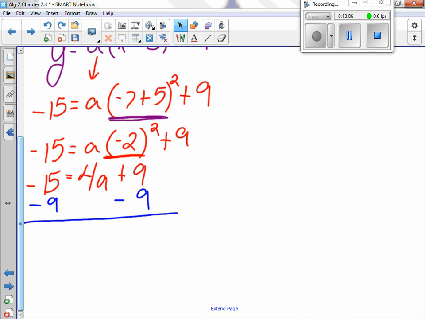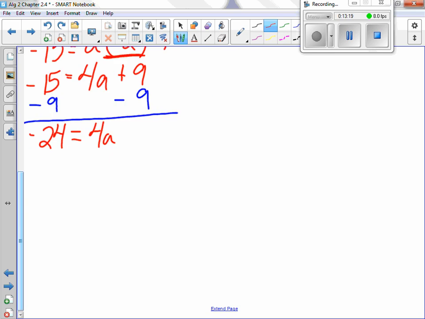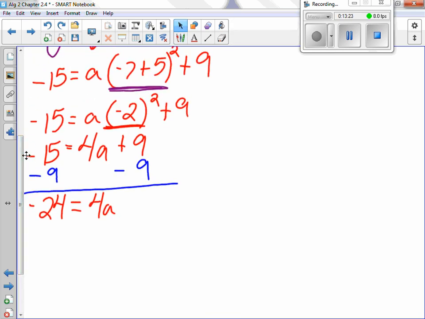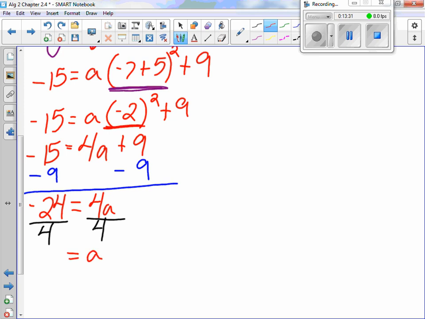Now we need to subtract 9 from both sides because, again, we're wanting to get a by itself, which gives us 4a. -15 minus 9 is exactly combining them, which would give us -24. Then we divide both sides by 4. And when I divide both sides by 4, we do get a by itself, and -24 divided by 4 is -6.